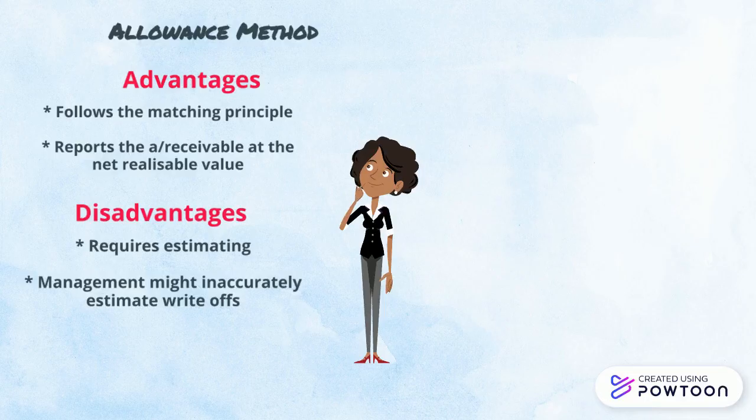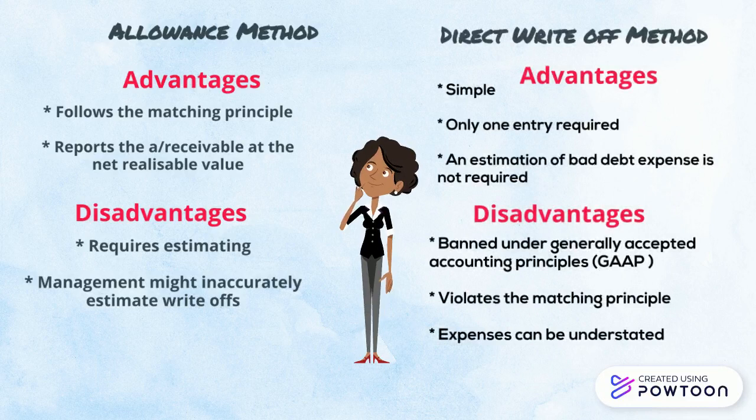In summary, the allowance method follows the matching principle and reports a receivable at the net realizable value, but it does require estimating. On the other hand, the direct write-off method is simple and you don't need to estimate bad debt expense. However, it violates the matching principle and is banned under GAAP.